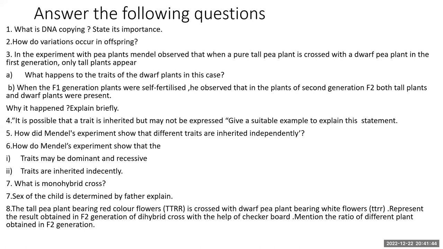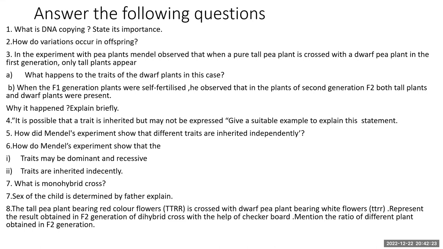Okay, one second. What happened, Priya? Ma'am, I was just saying the members. I did not cross it. Okay, cross it. Capital T, capital T, capital R, small t, small r, small r. Ma'am, the first generation will be capital T, small t, capital R and small r.